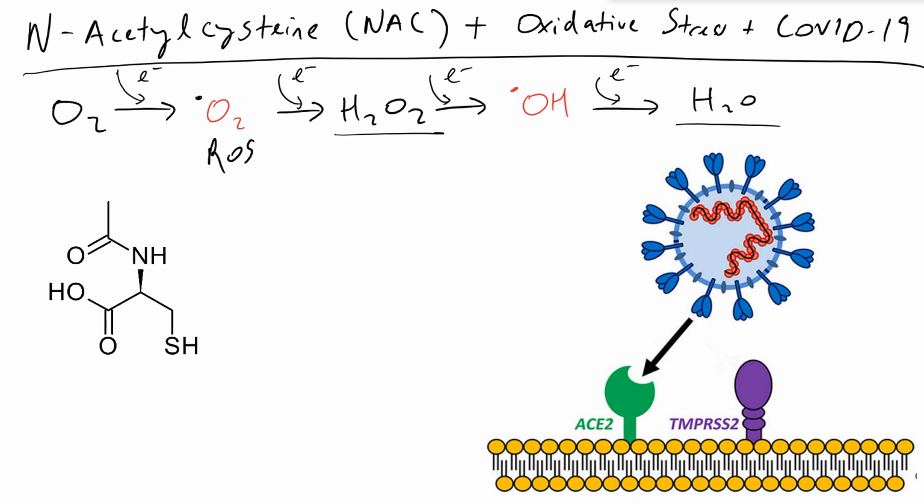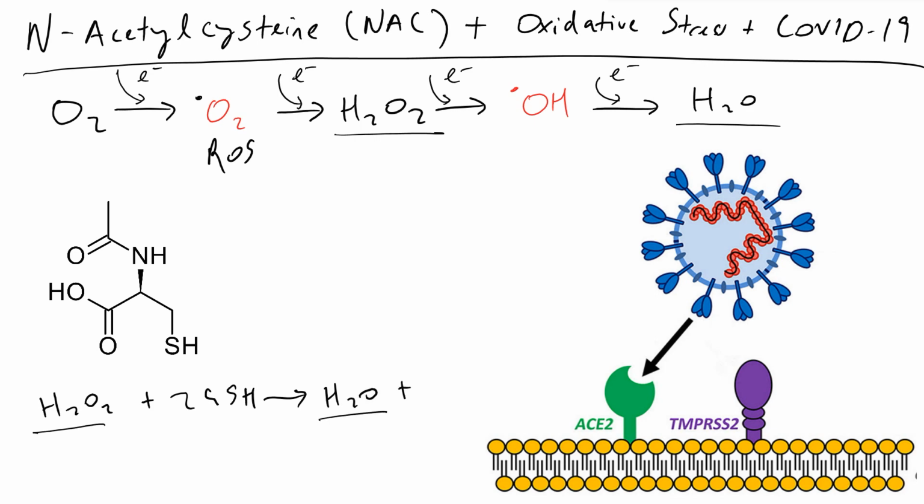Specifically, what is happening in this reaction is that we are taking our hydrogen peroxide, or H2O2, we are combining it with two molecules that we refer to as glutathione, or GSH, and we are using this in order to create the water. So we are reducing our hydrogen peroxide into water.